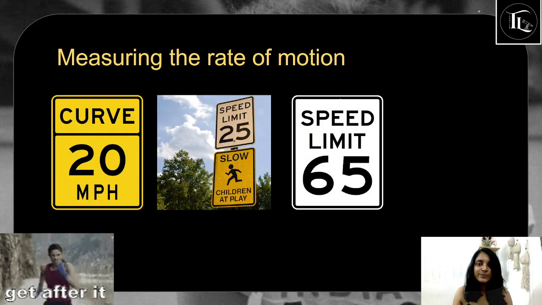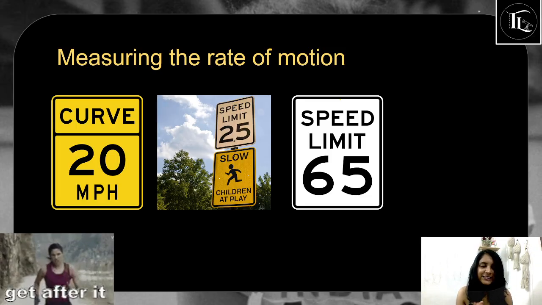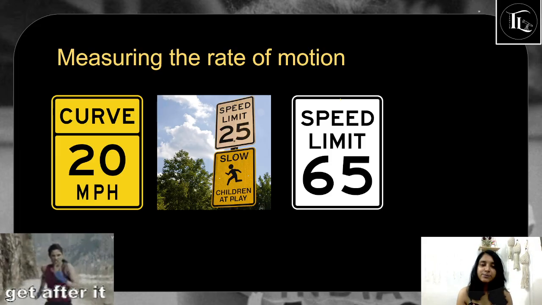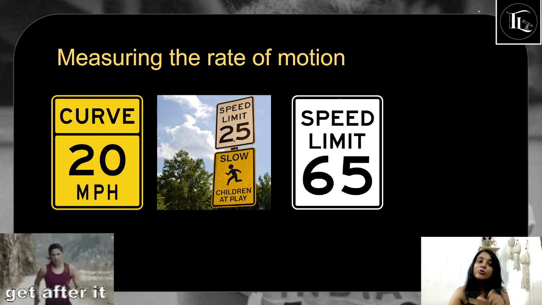Measuring the rate of motion. So when we are driving or on a road, we must have seen these signboards, right? There is a limit and we cannot exceed it. Sometimes it's written 65 kilometers per hour or 20 miles per hour and something like that. So these are the limits. These are telling us that okay, you cannot move faster than this.